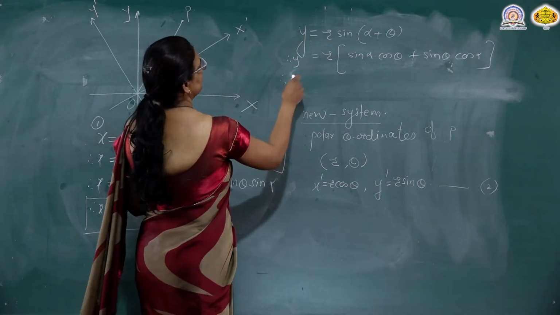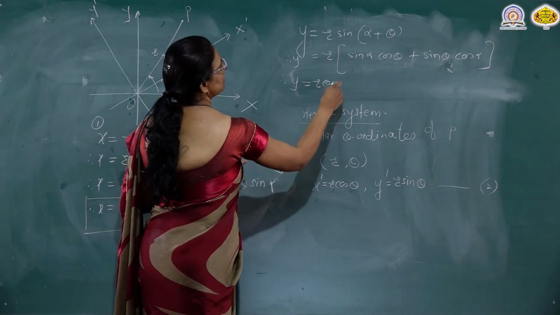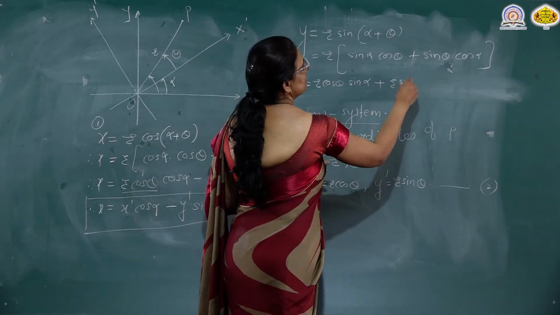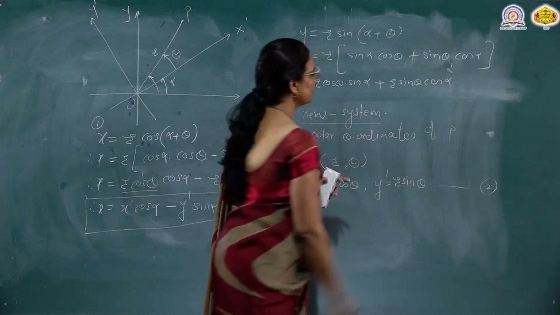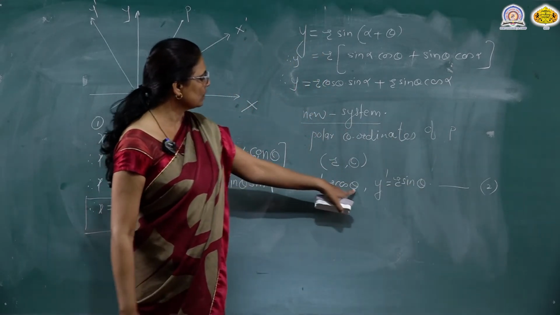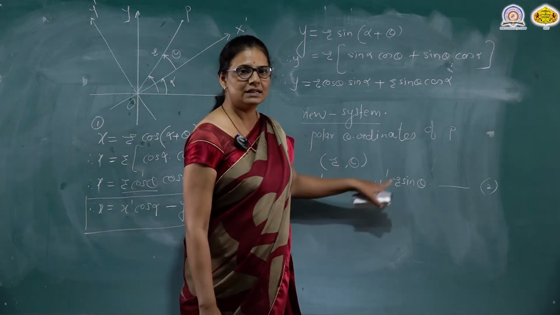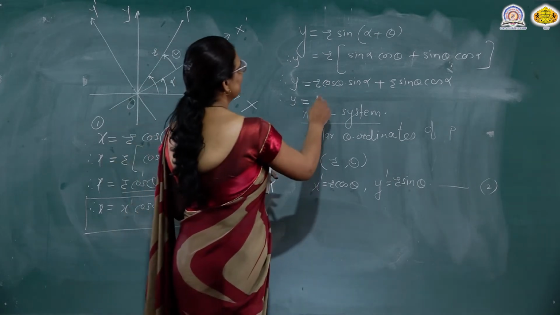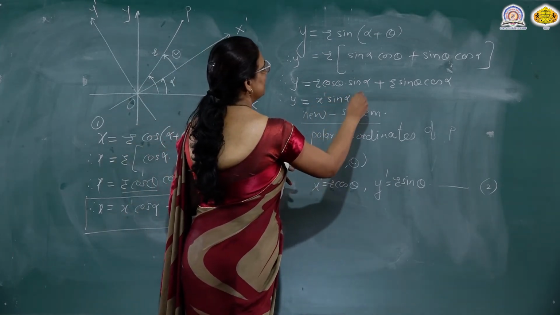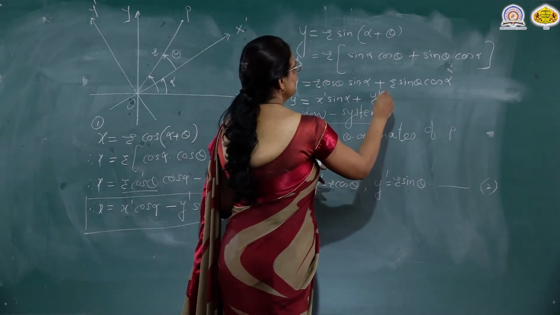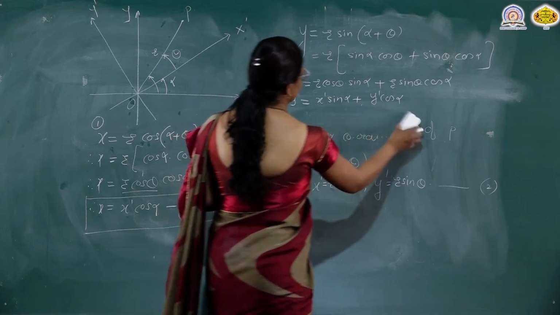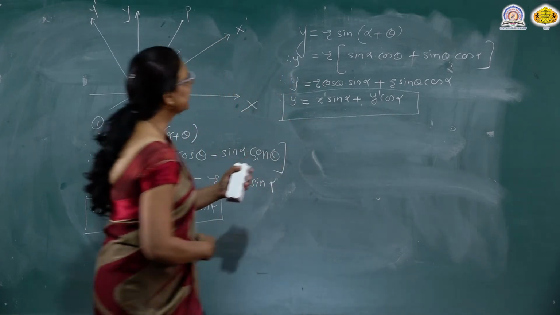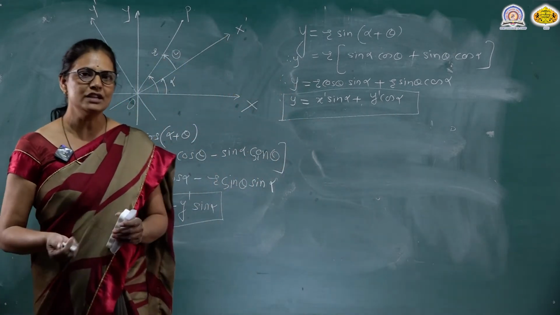Open the bracket. So this is the same as r times cos theta into sin alpha plus r sin theta cos alpha. Again use the second equation. So replace r cos theta by x dash and r sin theta by y dash. So y becomes y is equal to x dash sin alpha plus y dash cos alpha.